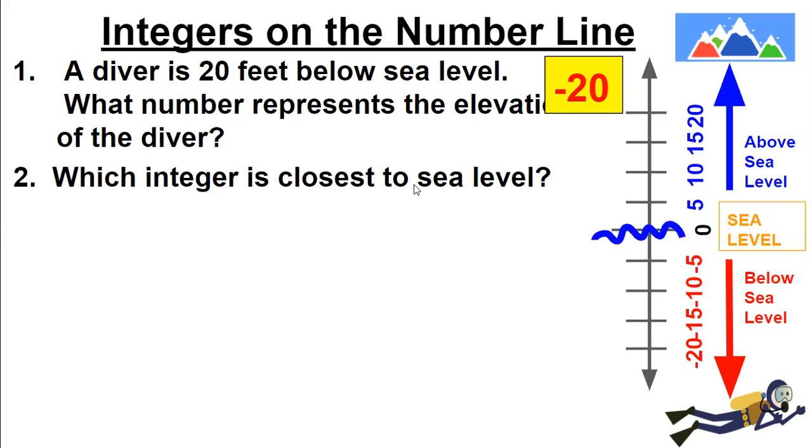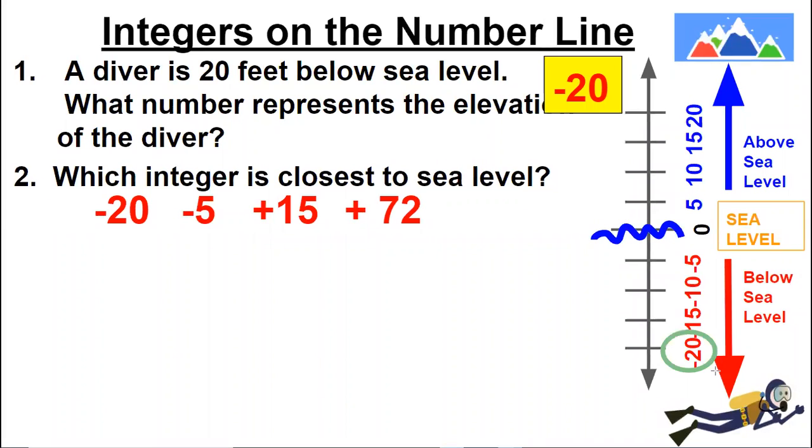Number 2, which integer is closest to sea level? Here's your choices. Which integer is closest to sea level? Closest to 0. Well, let's look at the 4 choices that we have. We have negative 20 right here. We have negative 5 right here. We have positive 15 over here. And then we have positive 72, which is going to be somewhere up in these mountains, right? Doesn't show on our thing. So which one of those numbers is closest to 0? Can you tell from the picture?